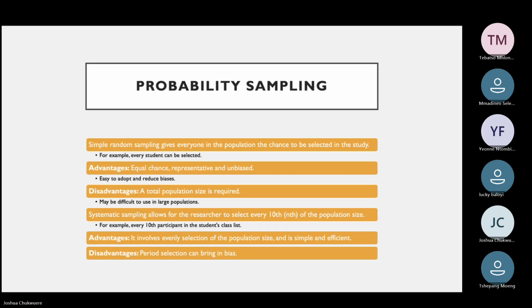a total size is required. So in this case, you are expected to cover the entire population that you have selected. Remember, we're talking about sampling, right? In sampling, we have what is called total population and sample size. In a total population, all the 10,000 students is the total population.